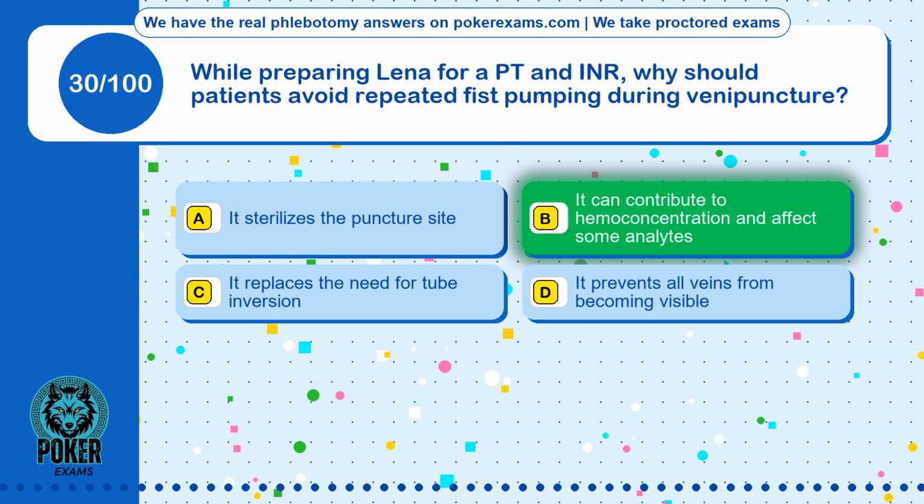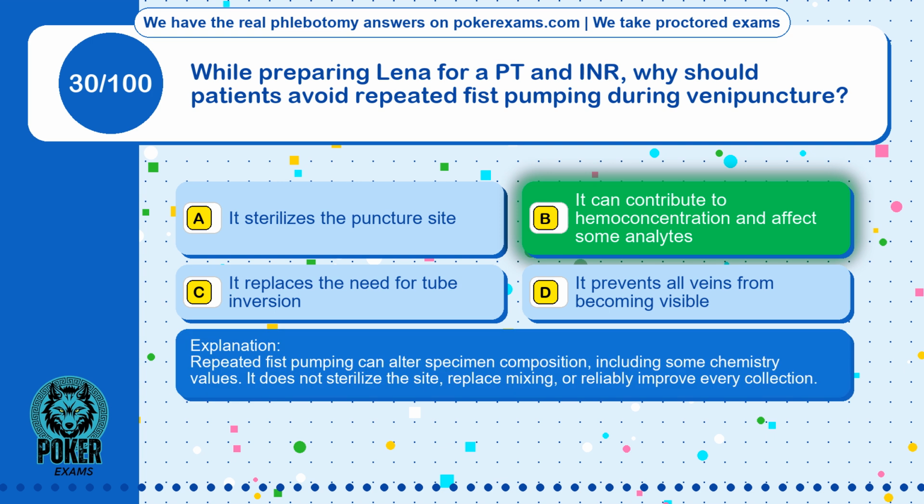The correct answer is option B. It can contribute to hemoconcentration and affect some analytes. Repeated fist pumping can alter specimen composition, including some chemistry values. It does not sterilize the site, replace mixing, or reliably improve every collection.